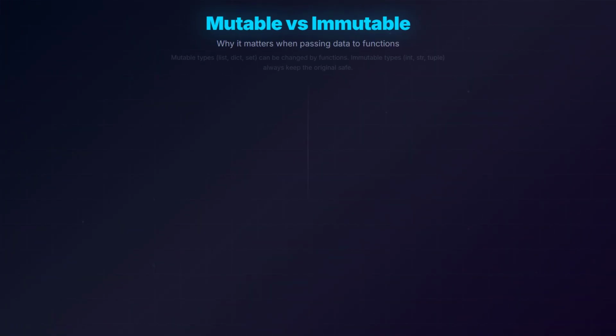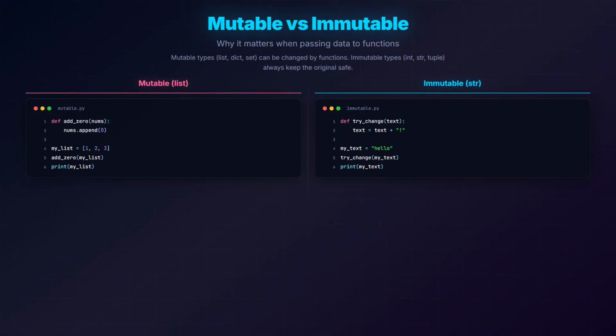Here is something a lot of beginners do not know until it bites them. Data types fall into two categories, mutable and immutable. Mutable types can be changed after creation. Lists, dictionaries, and sets are mutable. Immutable types cannot be changed. Integers, floats, strings, booleans, and tuples are immutable. Why does this matter? Watch this carefully.